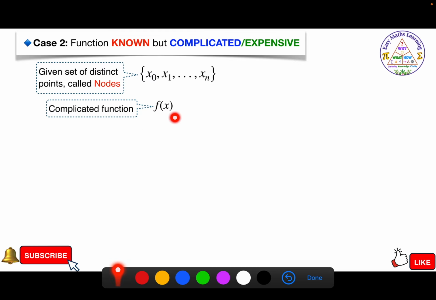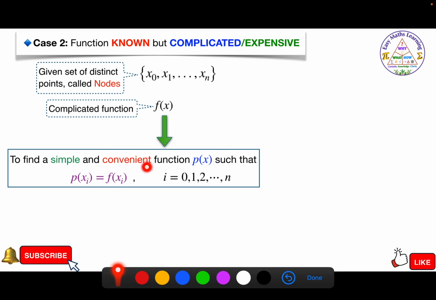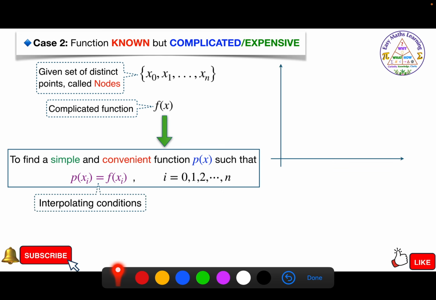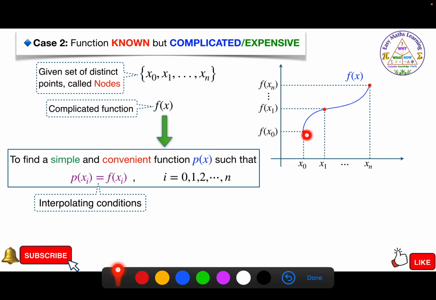Our goal is to find a simple and convenient function p(x) that approximates the function f(x) such that p of xi equal to f of xi for i equal to 0, 1, 2 and so on to n. These are called interpolating conditions. Look at the graph. These are the n plus 1 distinct nodes and corresponding function values are f(x0), f(x1), f(xn).